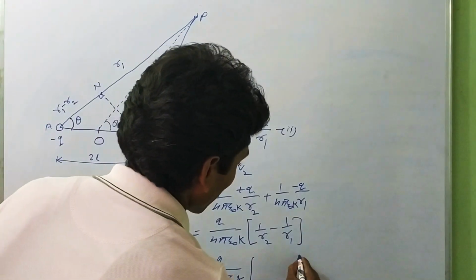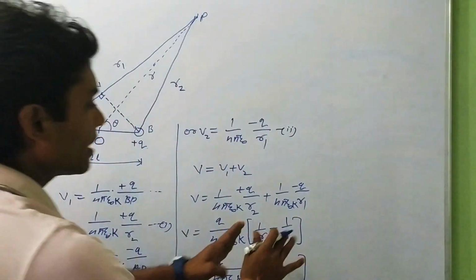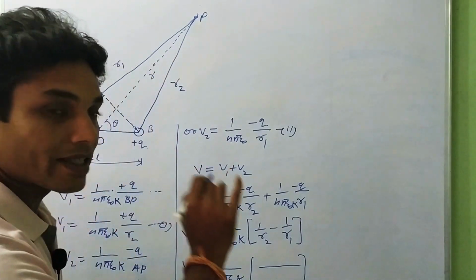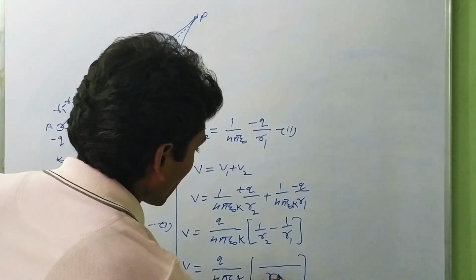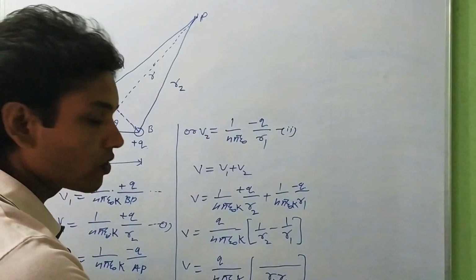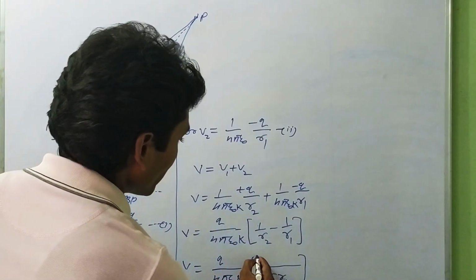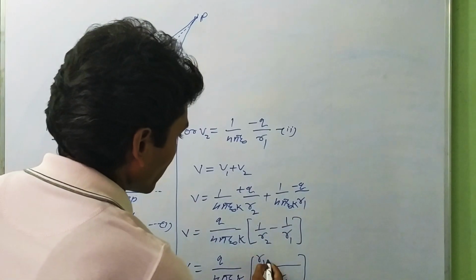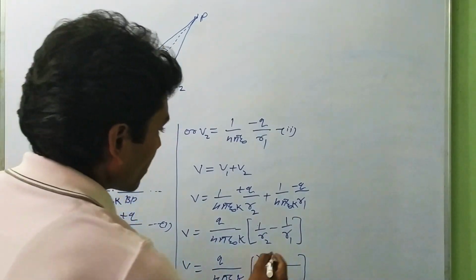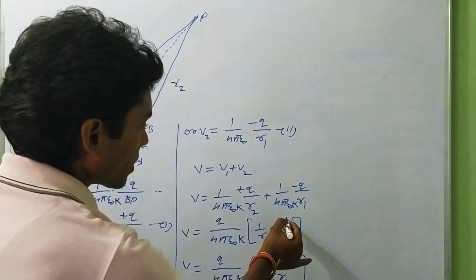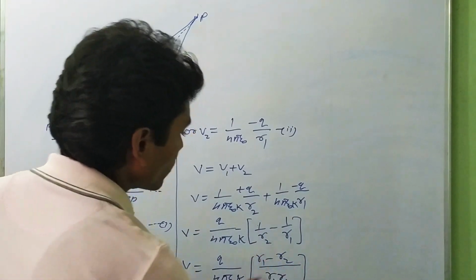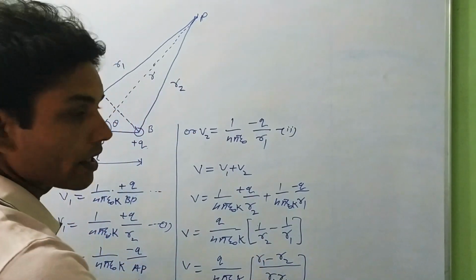On solving this part, the LCM of R1 and R2 will be R1 into R2, and the cross multiplication of 1 and R1 will be R1. Here minus is there, and the cross multiplication of 1 and R2 will be R2. Okay, so this is the equation.